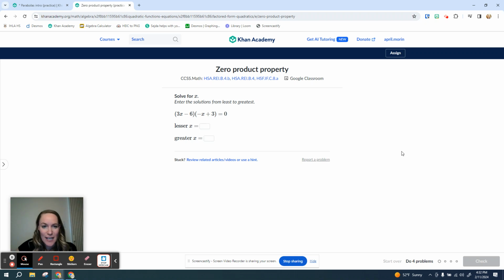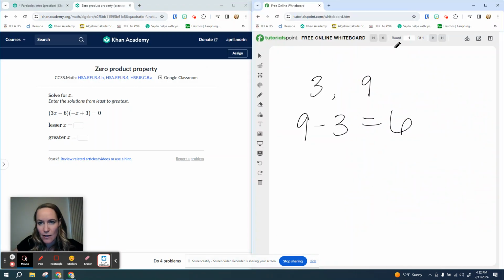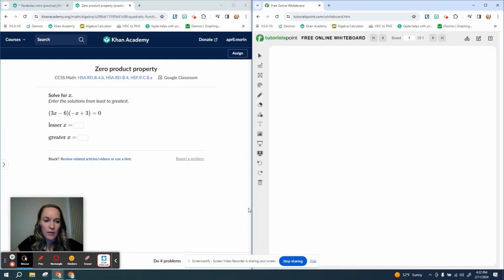But it looks like we're going to start doing some math. Yay. Okay. Solve for x, enter the solutions from least to greatest. Okay, perfect. So we actually get to solve for x now. Here we go.